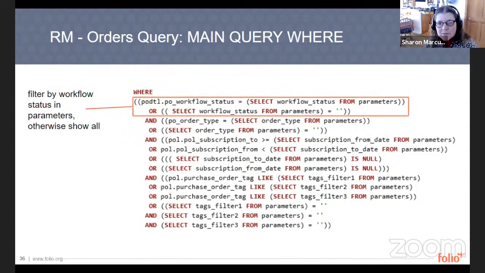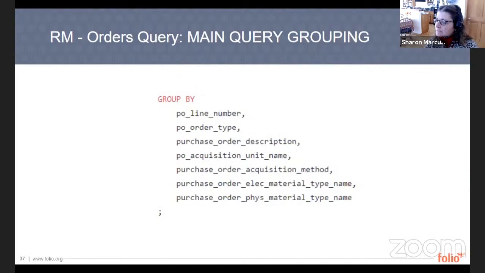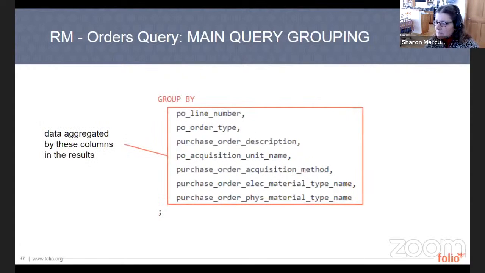And then again, as you saw before in the previous queries, in our where statement, this is where we have specified our parameters. So this shows how the filter by workflow status works. So if you specify something, it will pull in just that data, or you could show all. And same thing for order type, and so on. In the end, we do a grouping by these columns that aggregate the results.